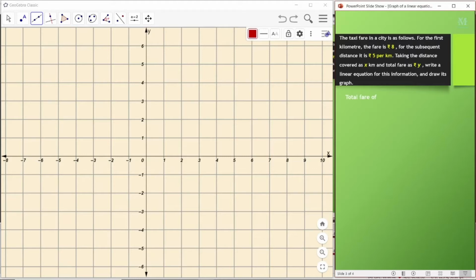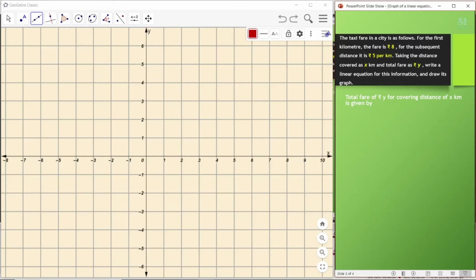So let us start. The total fare of ₹y for covering a distance of x kilometer will be given by what? See, for the first kilometer the fare is ₹8, so it is fixed, and if the taxi is traveling x kilometer, then for every kilometer the fare is ₹5.